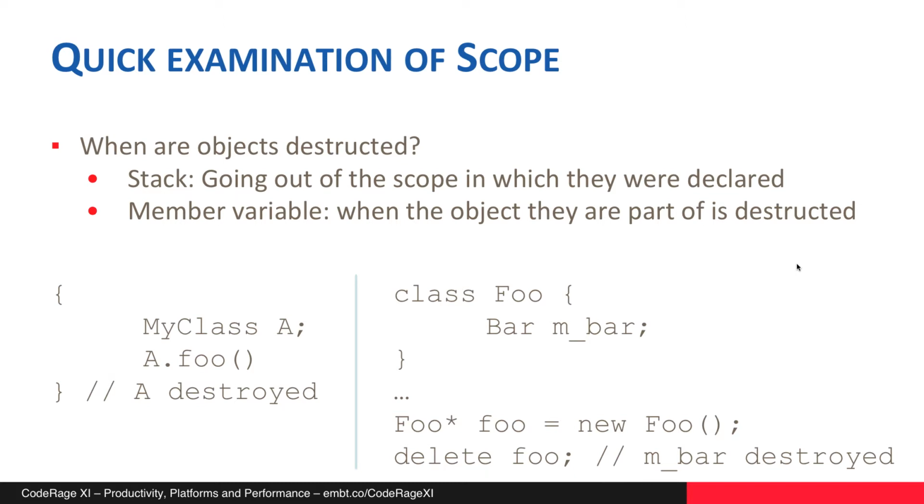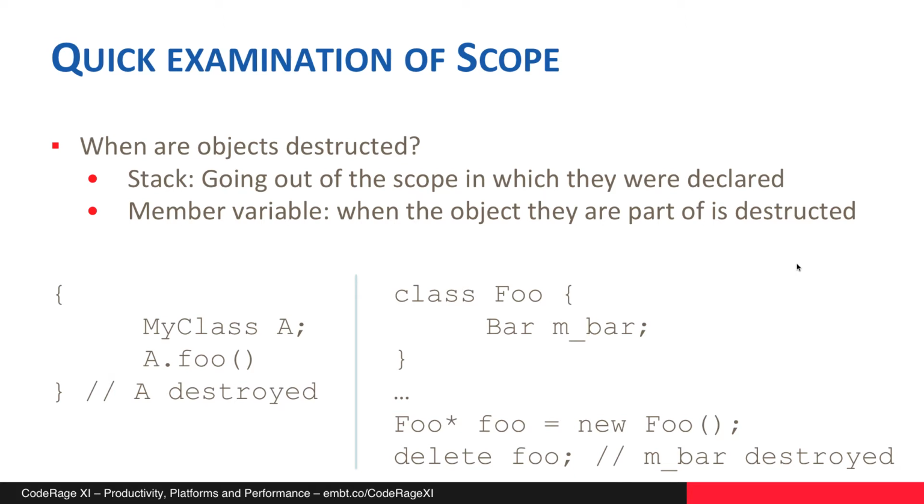So I'm going to go back to some very basic C++ here, just to quickly examine scope and discuss when objects are destructed. If you have a stack allocated object, it is destructed when it goes out of scope. You can see in the code sample on the left, my class A is created inside the block defined by the curly braces. A is destroyed when it goes outside the scope in which it was declared, which is that last final curly brace.